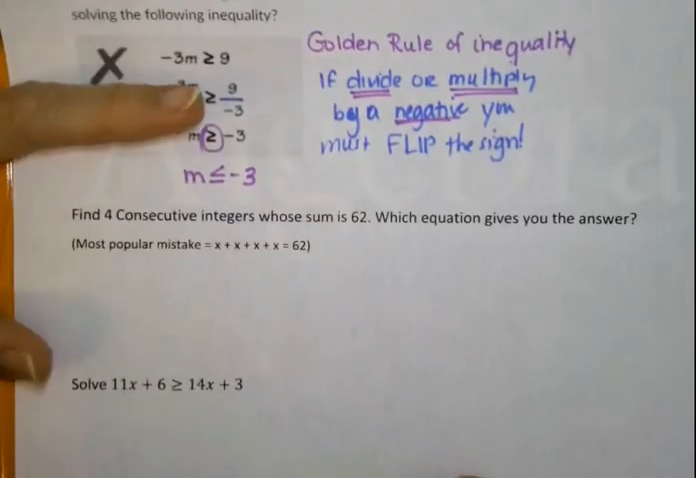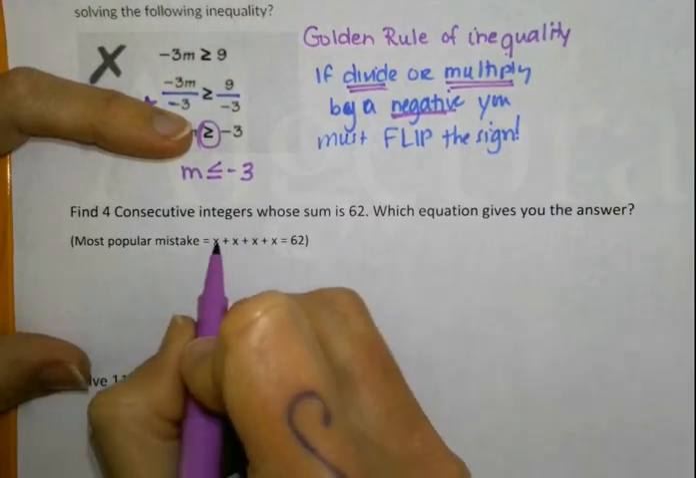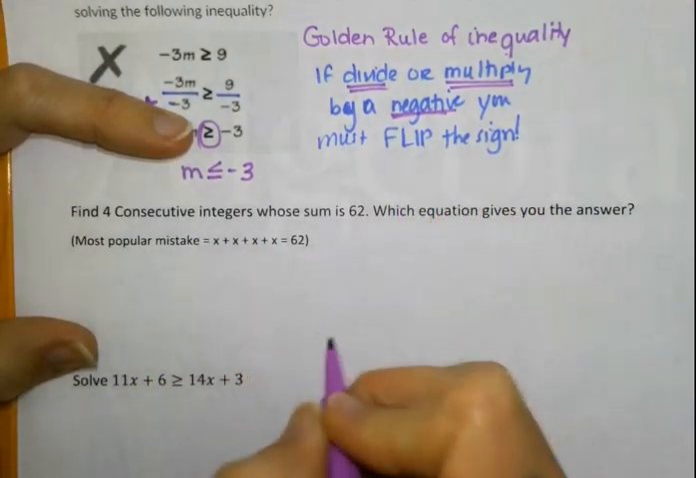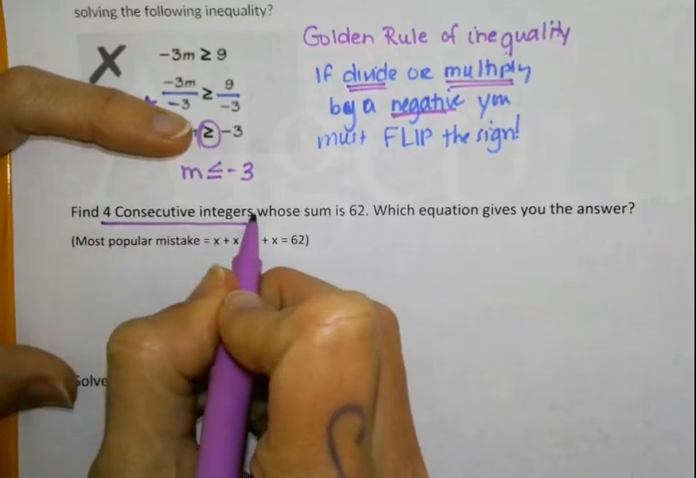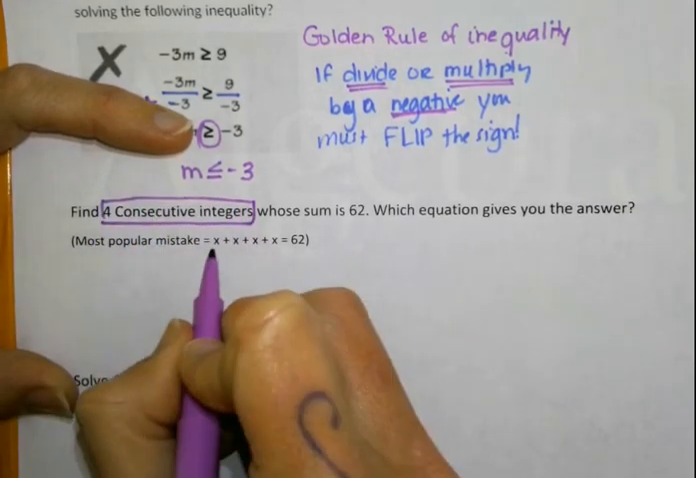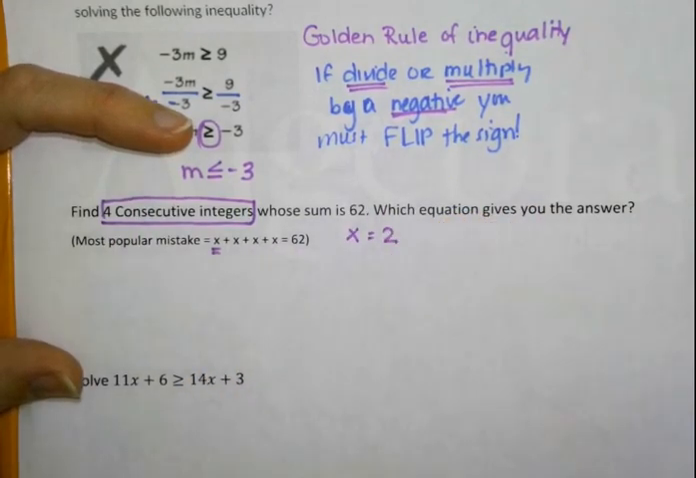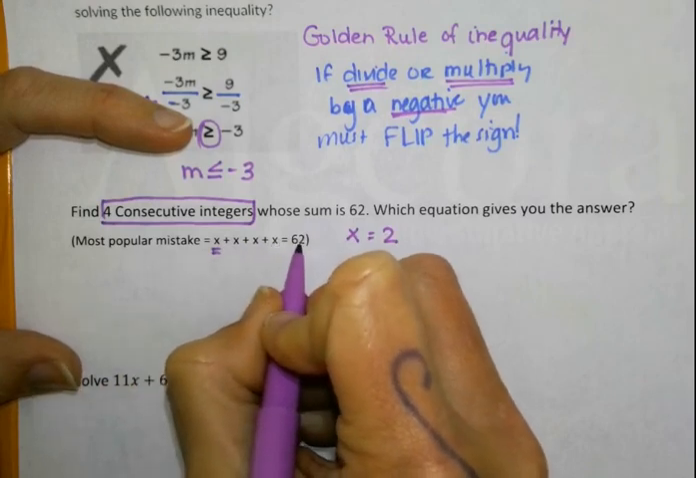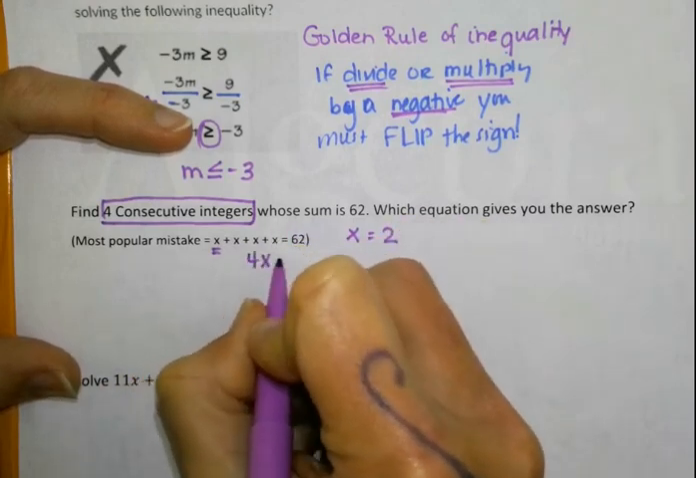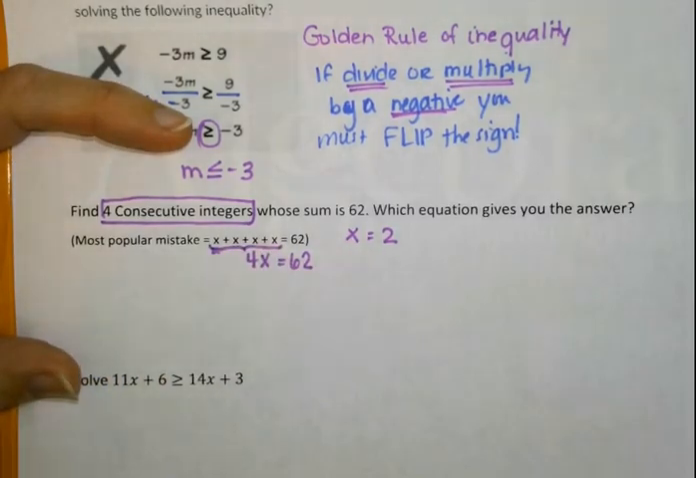The next one was also multiple choice. The most popular missed answer is 4x equals 62. 4 consecutive integers, that's numbers that come in a row. X is a single variable. So if x equals 2, just picking a number, that means you're telling me 2 plus 2 plus 2 plus 2 equals 62. This becomes 4x equals 62 when you clean up on this side and combine like terms. That is not going to answer this problem.